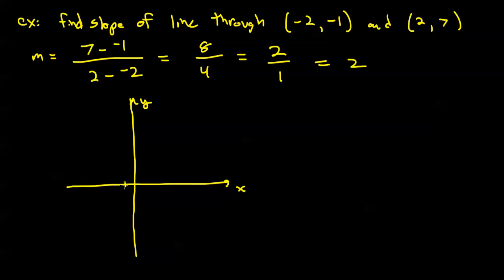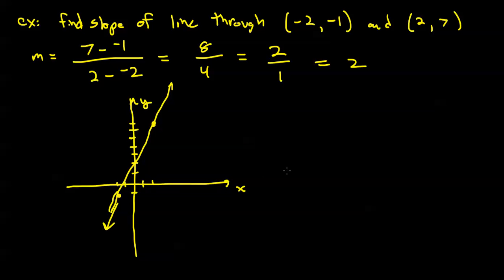If x is minus 2 and y is minus 1, puts me about here. And if x is 2, y is a positive 7. 1, 2, 3, 4, 5, 6, 7. Puts me up here. And let me connect those 2 points. Doing my best freehand with the tablet.